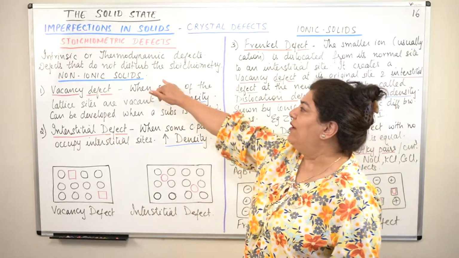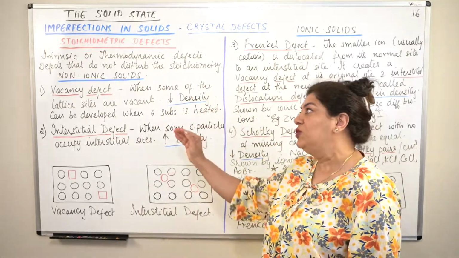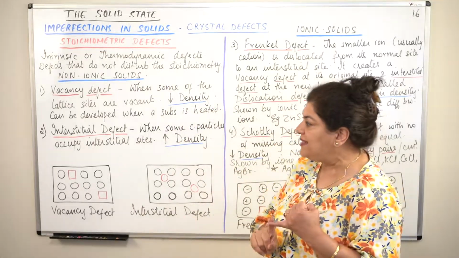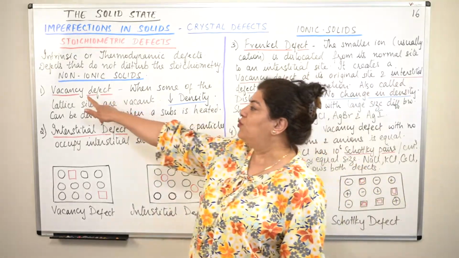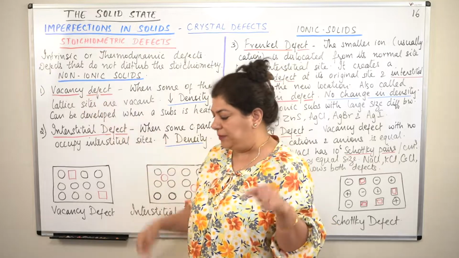Let us now come to the two types of solids and the types of stoichiometric defects shown by them. When you have non-ionic solids, there are two types of stoichiometric defects. One is vacancy defect and the other is interstitial defect. Let us come to the first one, that is vacancy defect.